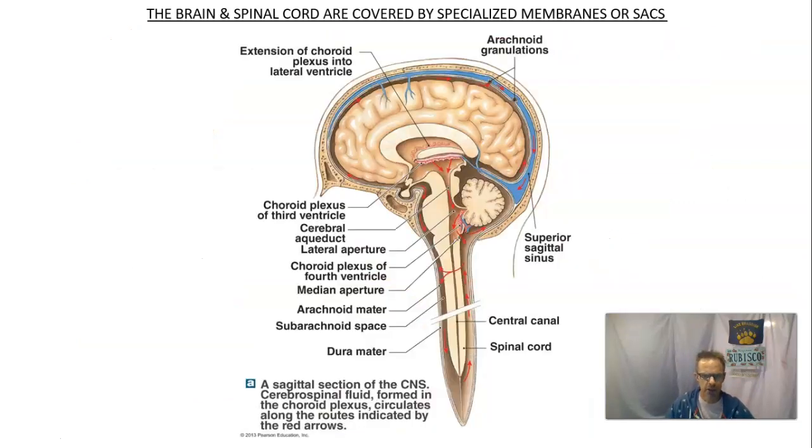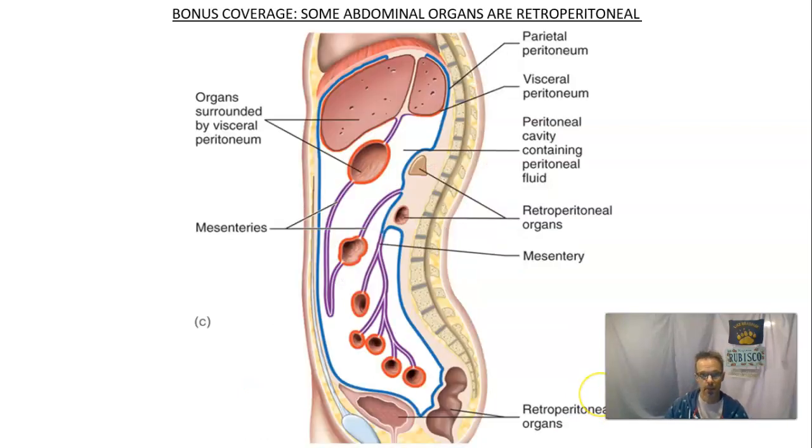This is just another image of sort of the same thing. How you see here's the brain itself, and then there are these layers or these spaces in here, and here, where that CSF is going to be, and that cerebrospinal fluid, again, would be analogous to the peritoneal fluid, the pleural fluid, or the pericardial fluid.